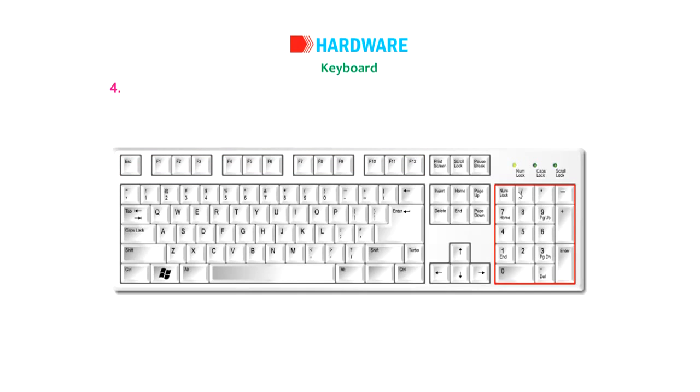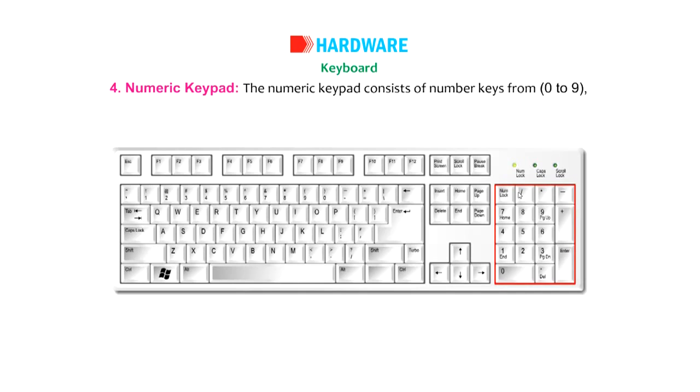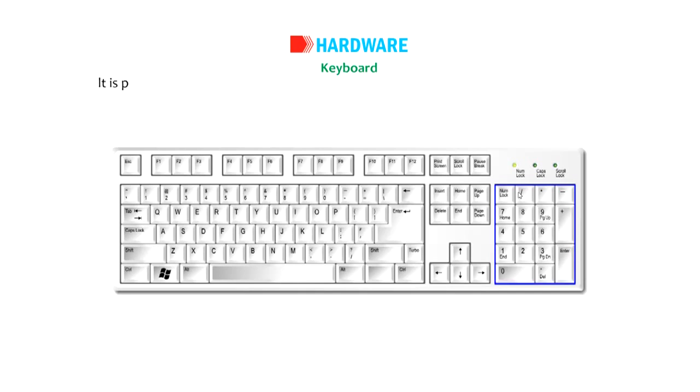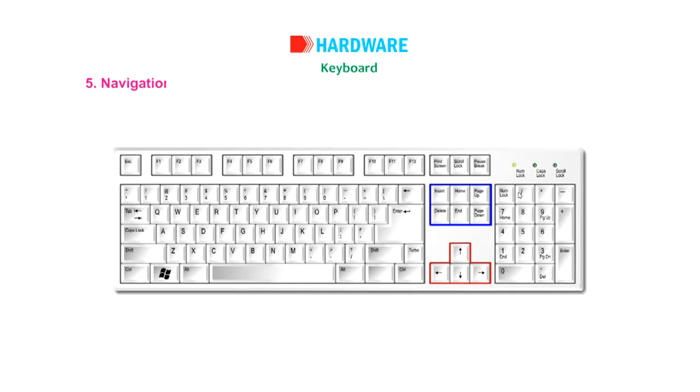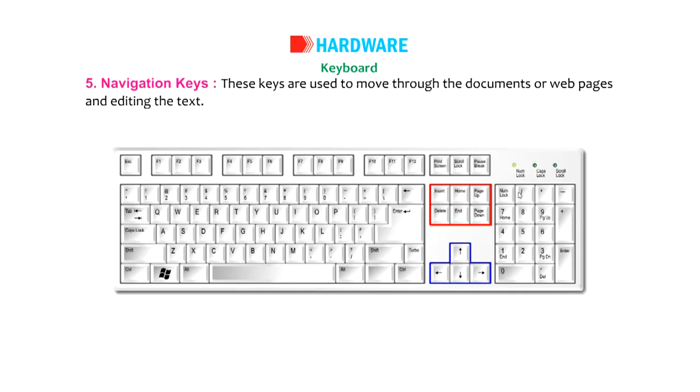Number 4. Numeric keypad. The numeric keypad consists of number keys from 0 to 9, the arithmetic operators, and the decimal point, similar to the keys of a calculator. It is placed on the right side of the keyboard and is used for entering numbers at a fast speed. Number 5. Navigation keys. These keys are used to move through documents or web pages and to edit the text.